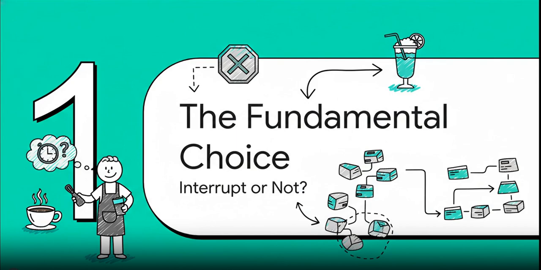All right, so when you get right down to it, every single scheduling strategy has to answer one big question. Once our barista starts making a drink, can they be interrupted to do something else? This one simple question splits all scheduling algorithms into two major families.